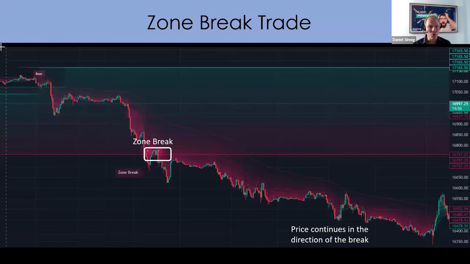Support zones or resistance zones, they don't last forever. Eventually, they will be broken. Like everything, nothing lasts forever. But when such a zone break happens, oftentimes it has a strong follow through. We call this the zone break trade, where a zone is eventually broken. And once this happens, there might be a big follow through. And of course, we as traders, we can take advantage of this observation. So this is the zone break trade.